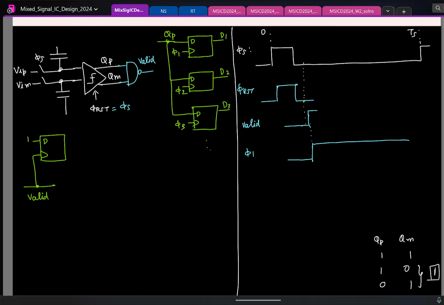So the sequence of operation we do is first you detect when the comparator has finished its decision to generate the valid signal. Once that is done, using this valid, you generate the clock phi 1. That is step number 2. Once you have the clock ready, use it and store the data on the flip-flop. That is step number 3. Right here.